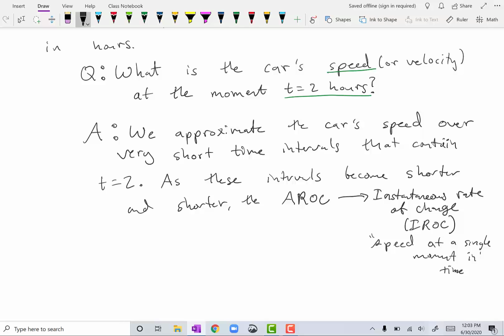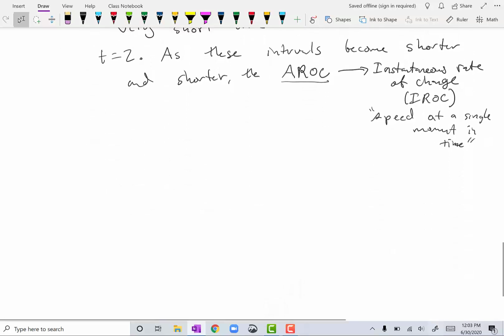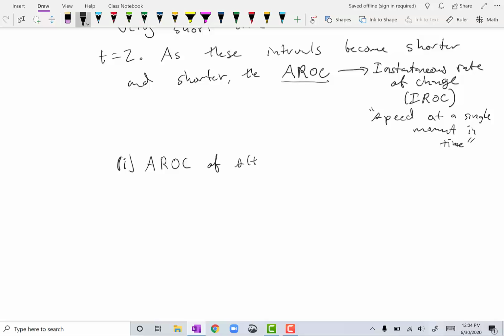Whereas if you think about it, the average rate of change is measuring the speed over an interval of time on average. So we can define the speed at a moment as being what happens on average over shorter and shorter time intervals, including our 2 hours. So what we do is pick some intervals that include 2 that are very short. The first thing we might do is calculate the average rate of change of s of t over the time interval between.